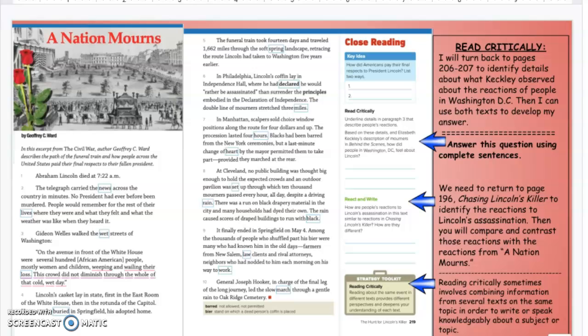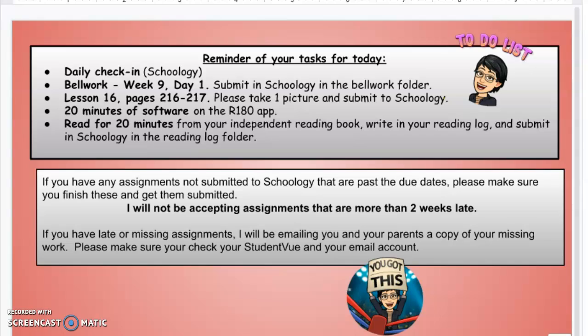Now you're going to be working on this on your own at this point. Remember to take a picture, make sure that all of the questions are answered thoroughly and completely. Do not just put a few words and expect to get full points on that. And again, you need to come up with two things in the key idea, a complete sentence for reading critically, and then a comparing and contrasting 2 parts on the react and write.